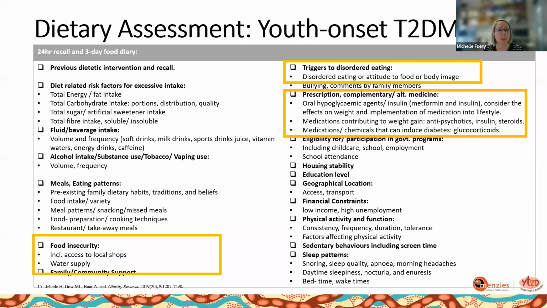So I'm not going to go through all the dietary assessment in the youth onset type 2. Some of these we've covered already, but it's important to have a look at whether there's any previous dietetic intervention, recall what the successes or failures have been, and particularly with our cohort looking at food security. Food insecurity is associated with higher obesity prevalence among vulnerable populations, and initiatives need to improve food security and food systems to address obesity and undernutrition. And Caroline will touch on these later in the piece.